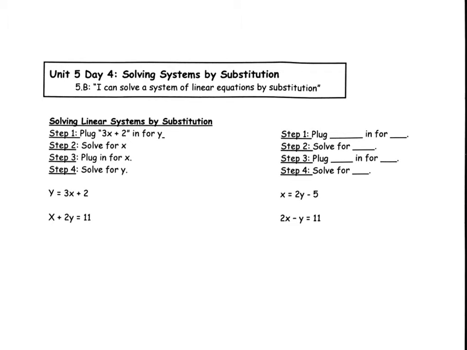Hi everyone. Today we're going to talk about solving systems by substitution. Sorry, but you have to work through my voice on this.